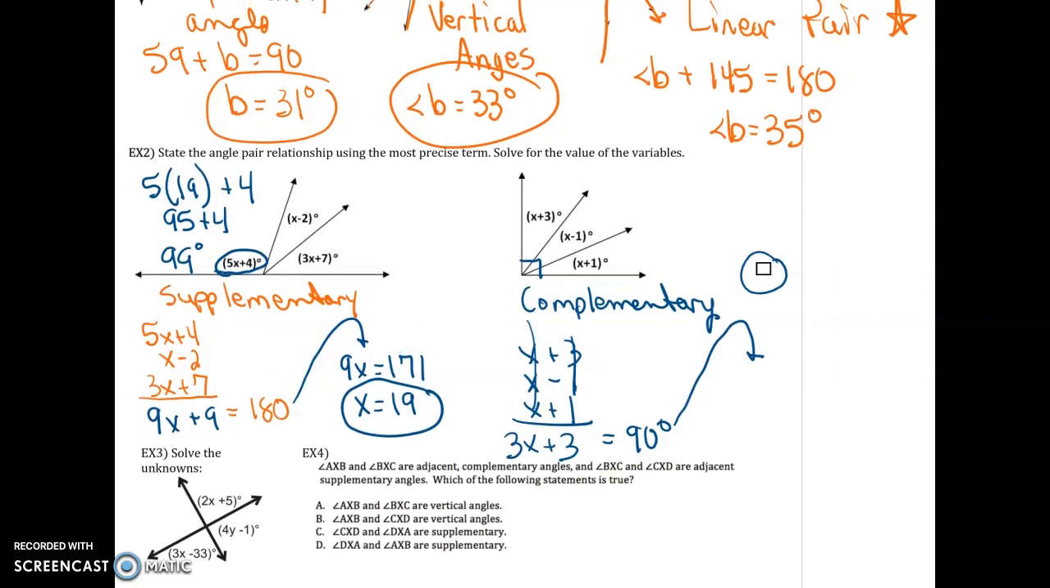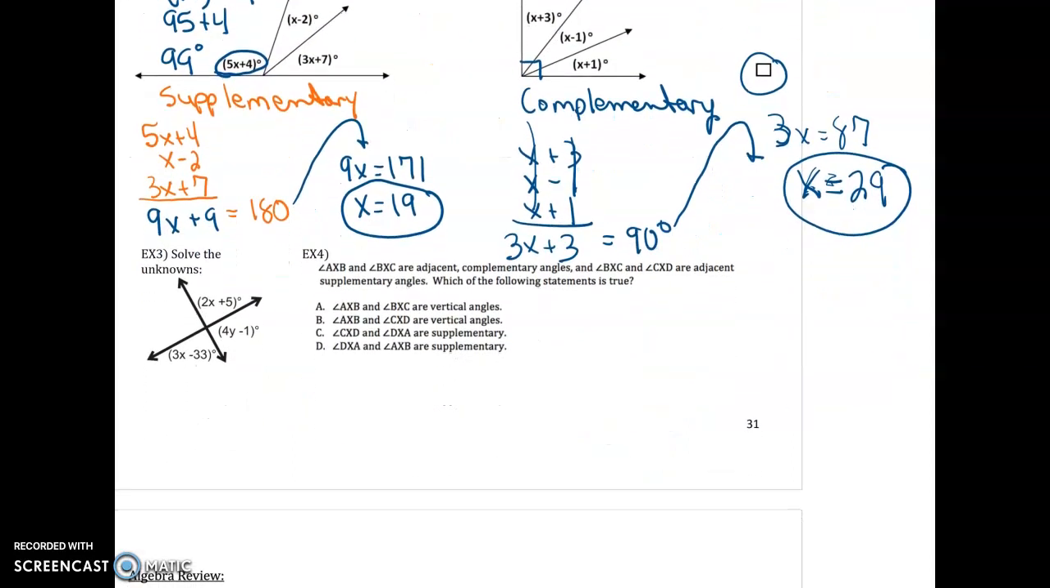So I'm going to subtract 3. That leaves me with 87, and then I'm going to divide by 3, and once I do that, I get x to be 29.